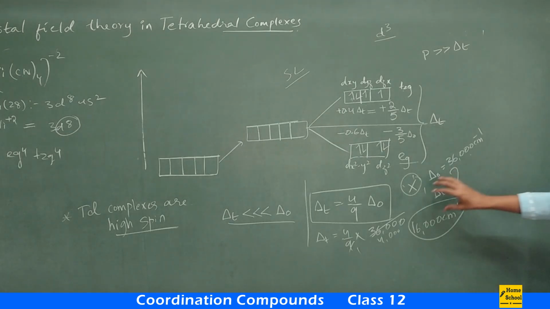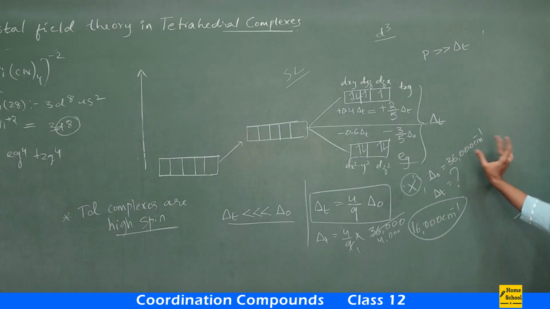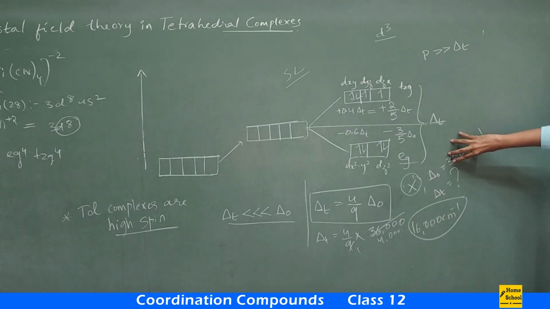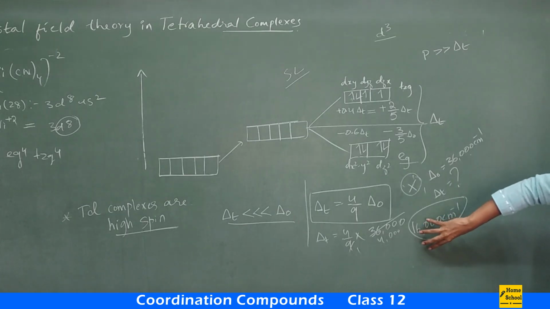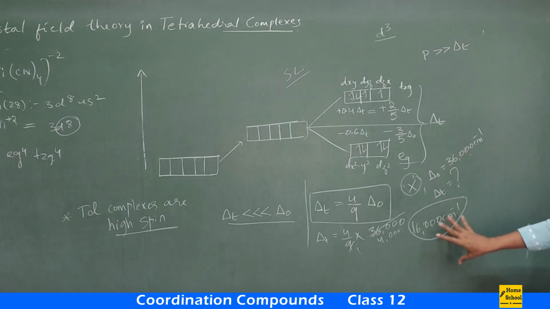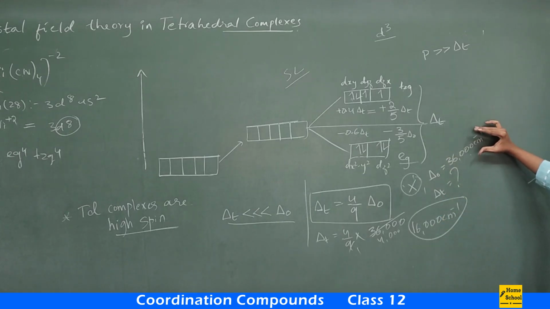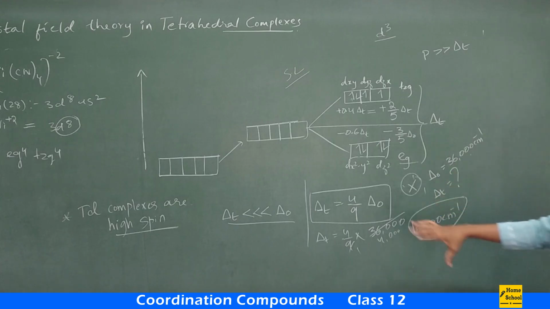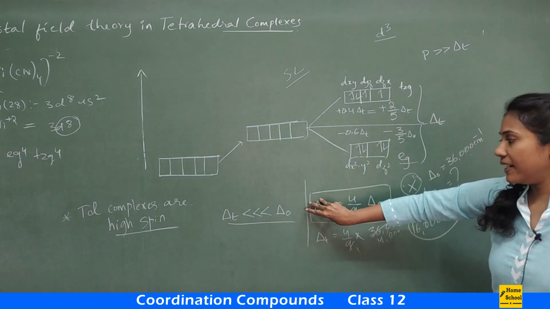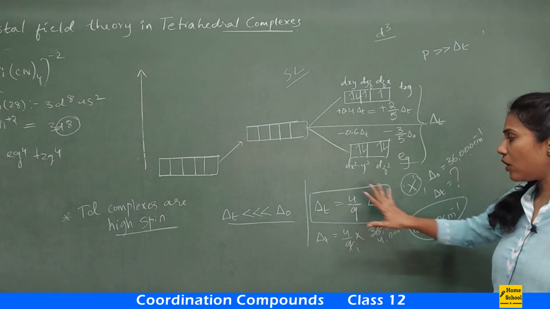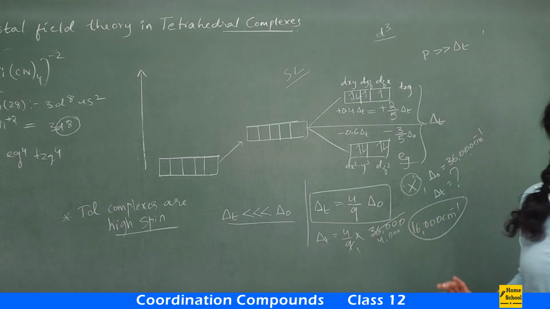So you have a particular complex X. If it is in an octahedral form, it had a CFSE of this much. The same complex, if it was in a tetrahedral form, the CFSE was this much. Look at the difference. CFSE in a tetrahedral complex is much lesser than the CFSE in an octahedral complex, right? So this is how you can calculate using this relationship. They either give you delta O and ask you to calculate delta T, or they give you delta T and ask you to calculate delta O. So this is how you can use the relationship.